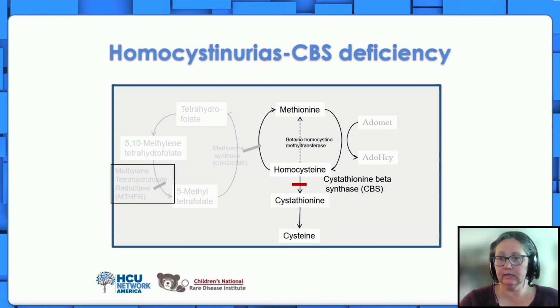Finally, there are the CBS defects, and these are caused by the inability of cystathionine beta synthase to convert homocysteine to cystathionine. In this particular cycle, methionine that arises from the diet is converted to homocysteine. Homocysteine is then converted to cystathionine by CBS. CBS is a B6, or pyridoxine, responsive enzyme, and that is necessary for its metabolism. Individuals with this type of homocystinuria not only accumulate homocysteine in their blood and urine, but also have elevations in methionine. Methionine is an essential amino acid and typically enters the cycle through the diet.